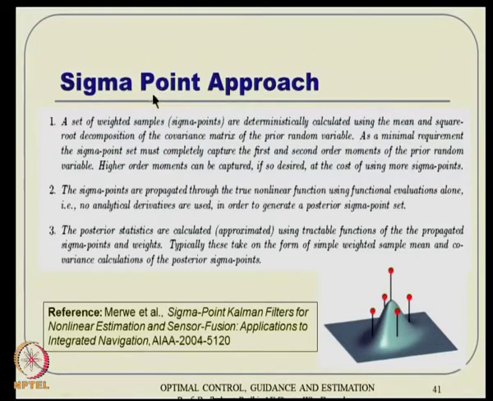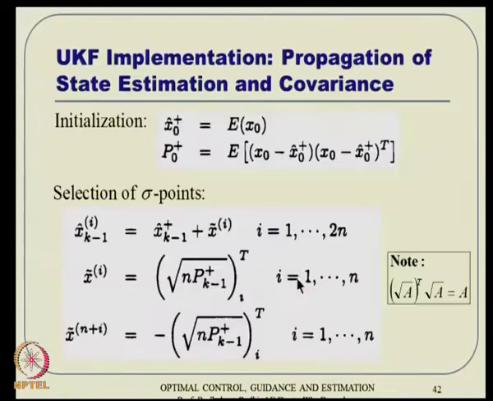What do you mean by sigma points actually? Sigma points are a set of weighted sampling points. You can see one at the tip and then four outside and things like that. These sigma points are propagated through the true nonlinear function using functional evaluation alone, and no analytical derivative is used in order to generate the posterior sigma points. We pass it through the nonlinear function and there is no derivative information involved. The Jacobian matrix is completely avoided. Then the posterior statistics are calculated, or rather approximately calculated, using this information. These definitions are taken from this reference.